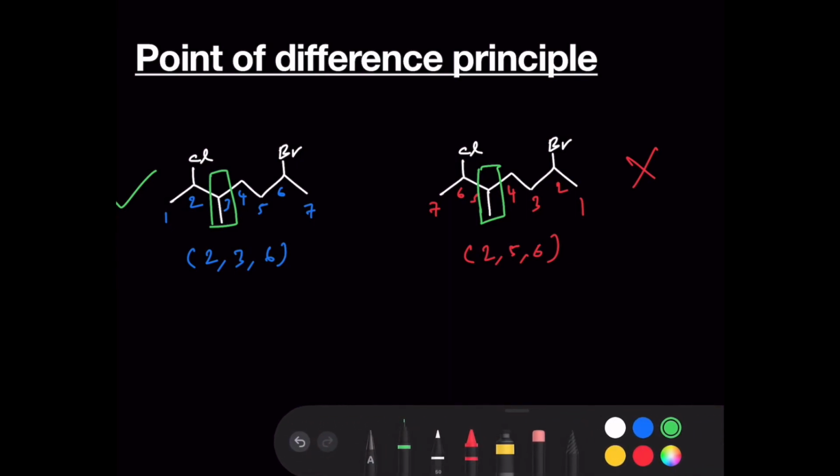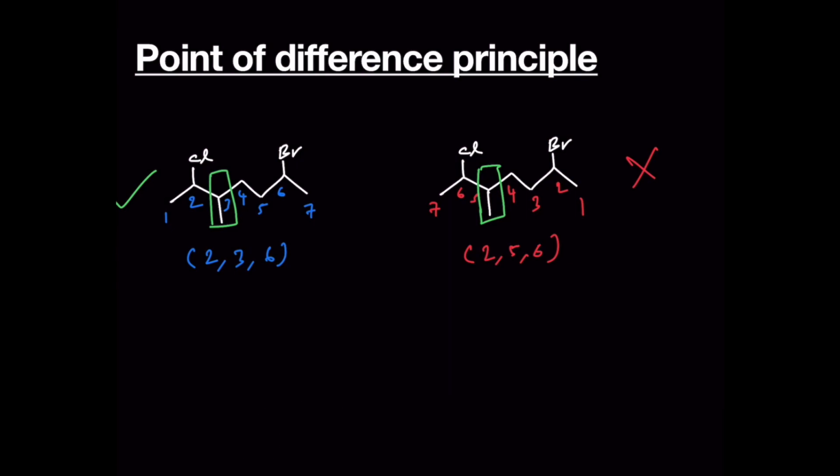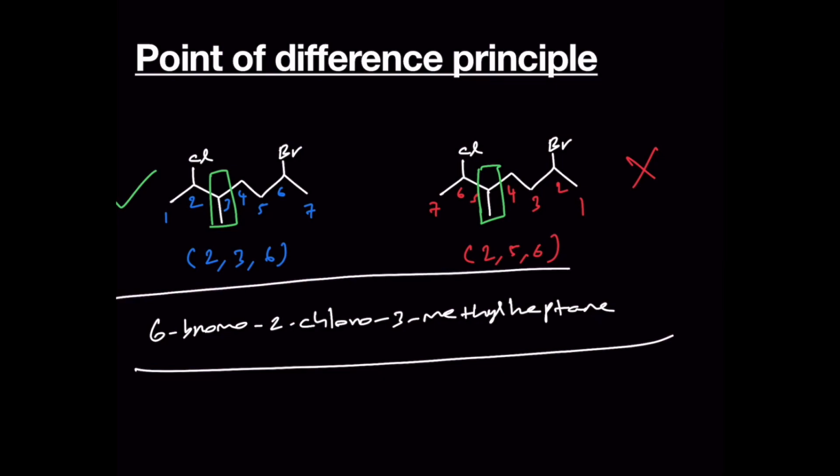So, now you name it. Once again, you have to follow the alphabetical order rule. So, 6-bromo, and then 2-chloro, 3-methyl, heptane. That is the correct IUPAC name for this molecule.